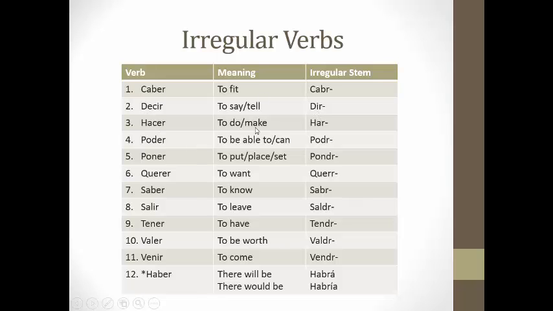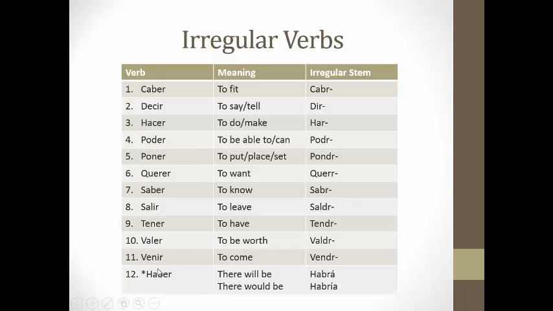Hacer, to do or make, its irregular stem is har. Poder, to be able to or can, is pod. Poner, to put, place, or set, its irregular stem is pon. Querer, to want, its irregular stem is quer. Saber, to know, information or facts, its irregular stem is sab. Salir, to leave, its irregular stem is sal. Tener, to have, its irregular stem is ten. Valer, to be worth, its irregular stem is val. Venir, to come, its irregular stem, vendr.